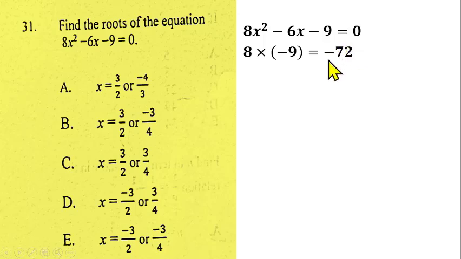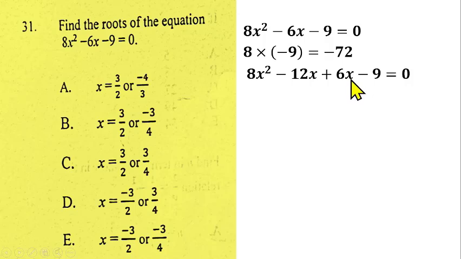Then you look for two numbers you can multiply together to give minus 72, and when you add them together give minus 6. Those numbers are minus 12 and plus 6. Minus 12 times 6 gives us minus 72, then minus 12 plus 6 gives us minus 6. So those two numbers will now replace minus 6x here. So we have minus 12x plus 6x, that gives us minus 6x here.